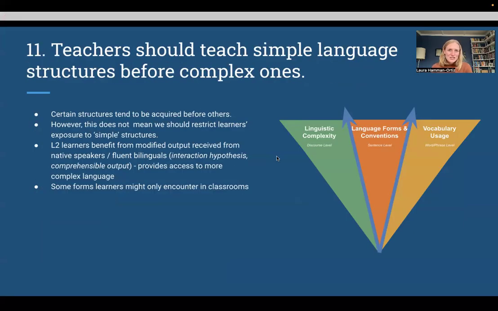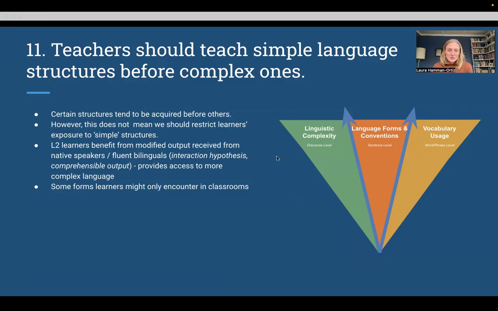Number 11, teachers should teach simple language structures before complex ones. So this is a similar idea. We know again that yes, certain structures do tend to be acquired before others. However, that doesn't mean we should only expose students to simple structures before we start to teach more complex language.